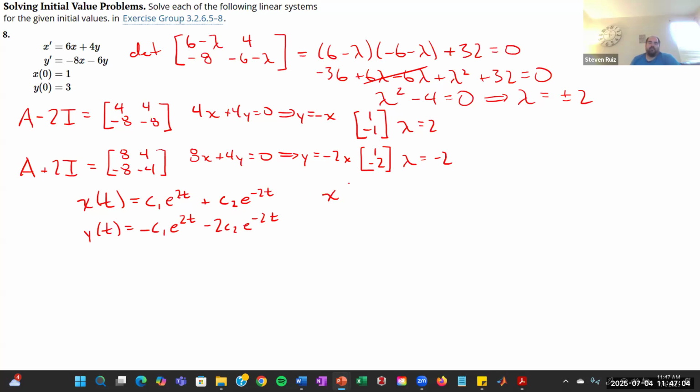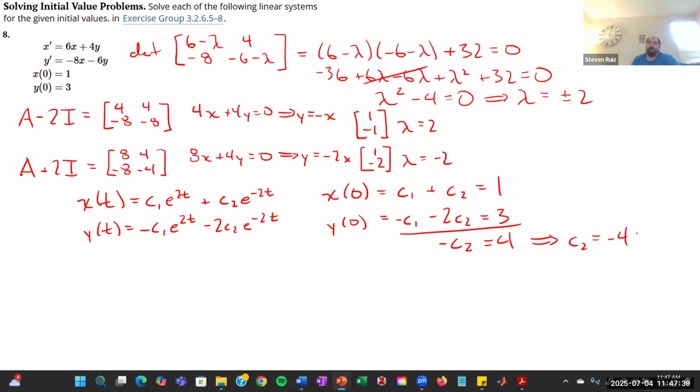Now I'm going to figure out what happens when I plug in my initial conditions. So x of 0 equals C1 plus C2, and I'm told that equals 1. Y naught is equal to negative C1 minus 2C2, and that's equal to 3. I can go ahead and add these equations straight down. And if I do that, I get negative C2 equals 4. So C2 equals -4, which means that C1 equals 5.